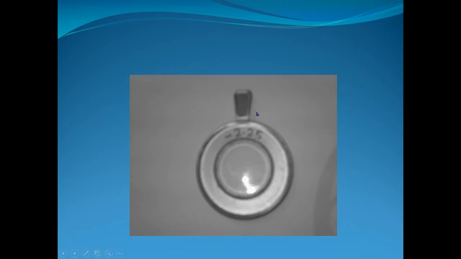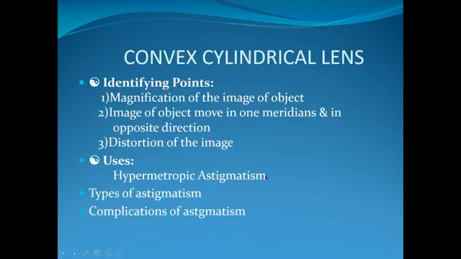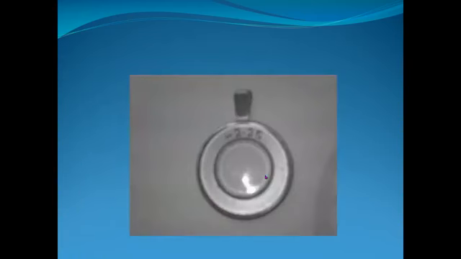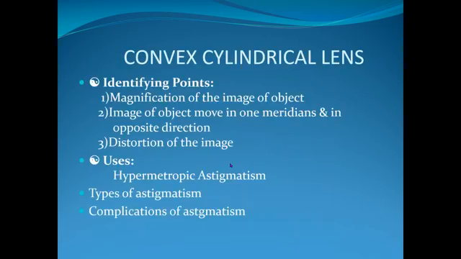Here, concave spherical, there is no axis mark. There is no axis mark, just minus, that means concave spherical lens. The minus mark indicates it is concave. The convex cylindrical lens identification is magnification. The image of objects moves in one meridian.